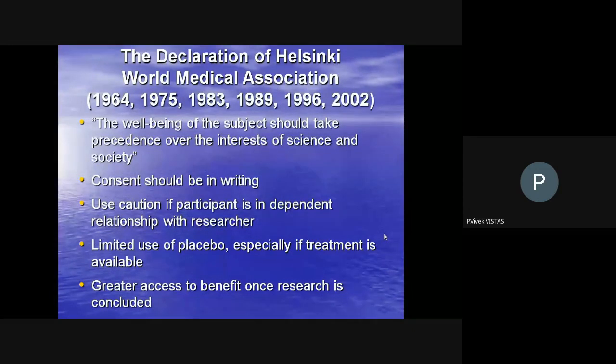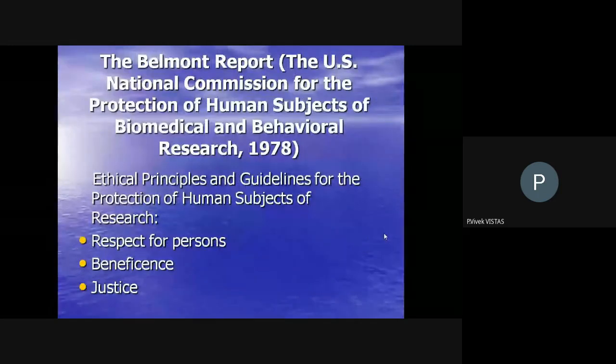Next is the Belmont Report, by the US National Commission for the Protection of Human Subjects of Biomedical and Behavioral Research. In 1978 they framed this commission. They formed general guidelines, ethical principles and guidelines for the protection of human subjects of research. For using human subjects in research, they framed some ethical principles: respect for persons, beneficence and justice. We have already discussed these three things earlier.